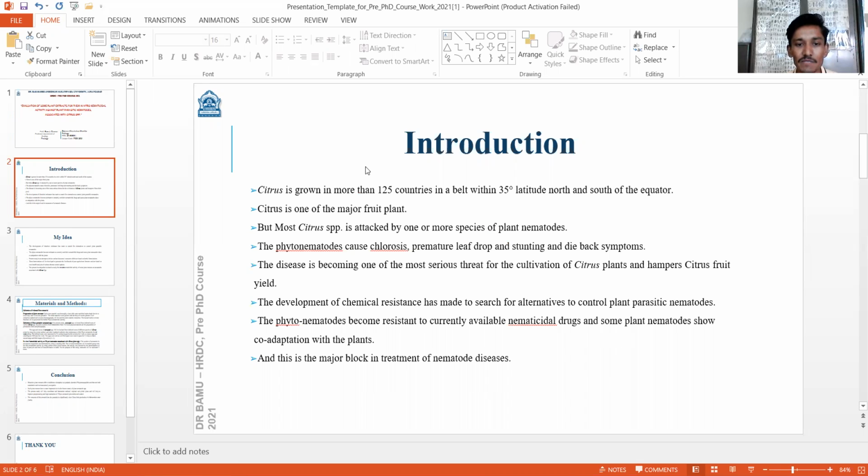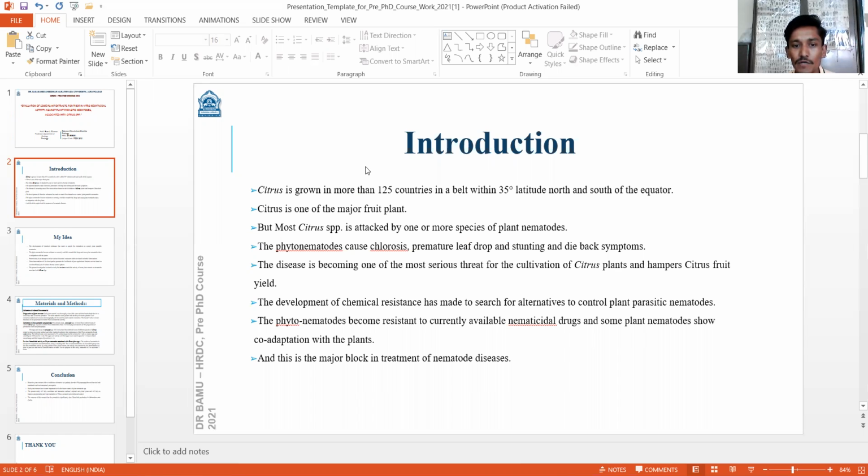But most citrus species get attacked by nematodes, and there is more than one species of nematode. The phytonematodes attack and cause diseases with symptoms like chlorosis, premature leaf drop, stunting and dieback, which are seen in the particular citrus plants. The disease is becoming one of the most serious threats for the cultivation of citrus plants, and it will hamper citrus fruit yield. So it is directly a loss to the farmers and ultimately to the economy of a country.